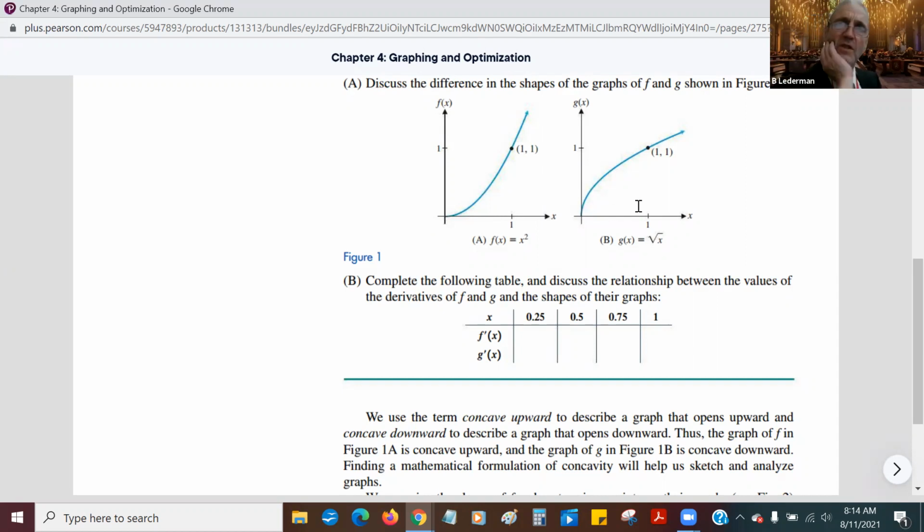Now, if the slopes are increasing, well, the slope is the first derivative. If a function is increasing, that means the derivative of that function has to be positive in the interval where it's increasing. That means the derivative of the first derivative must be positive. So when a curve is concave up, the derivative of the derivative has to be positive. And when a curve is concave down, the derivative of the derivative has to be negative.